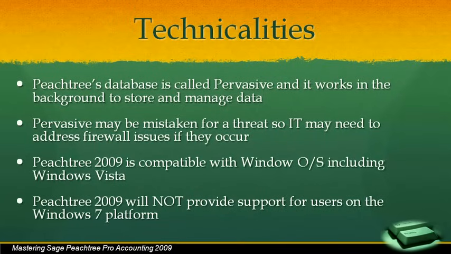Next is that PeachTree 2009 is compatible with Windows operating systems, including Windows Vista. And that's always a good thing. So I wanted to mention that PeachTree 2009 will not provide support for users on the Windows 7 platform. Now that does not mean that it's not going to be compatible. What it means is, at the moment, the makers of PeachTree are saying that they're not necessarily going to support those issues on Windows 7. By the time you view this course, they may have changed that. So of course, go to your technical support site or talk to your IT people if you're having some issues and you're on a Windows 7 platform.